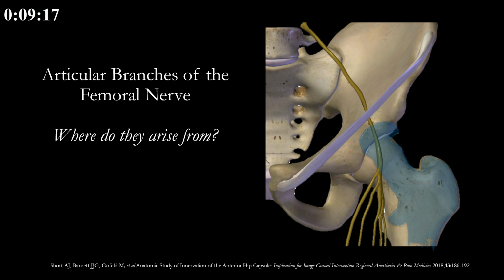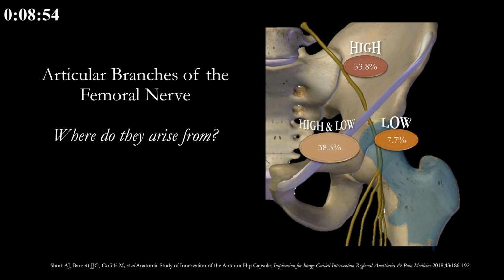When we talk about the femoral nerve, we need to know where the articulation comes from, and the articular branches to the hip joint actually arise quite high, sometimes higher than the inguinal ligament itself. So it's important when you give a femoral nerve block that you give it as high as you can for hip joints, as well as use adequate volumes. There are low branches. This happens about 7.7%. Sometimes there's a mix of these branches. So your femoral nerve block, if you're attempting it, needs to span higher than the inguinal ligament.